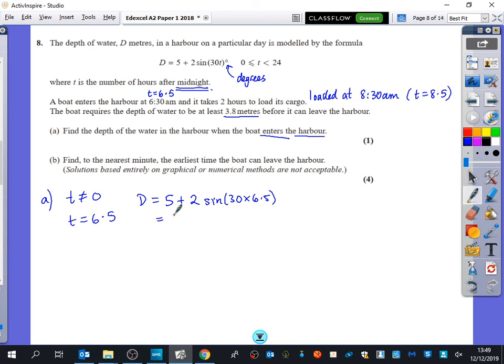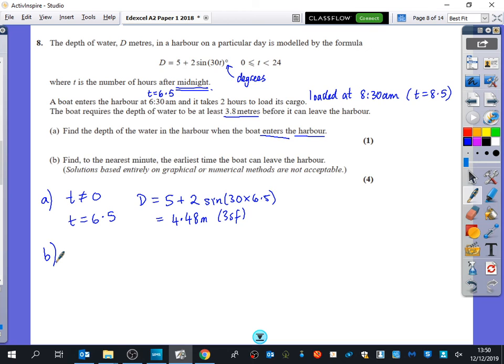Whoops, I'm not even in degrees after me saying all of that. So that's 5 plus 2 sine 30 times 6.5, and you come up with 4.48 meters to 3 significant figures. If you didn't include the meters here, you don't get that mark, because in the context of this question, it's asking for the depth. What is this 4.48? Is it 4.48 centimeters? Is it 4.48 kilometers? You need to make sure you're communicating that.